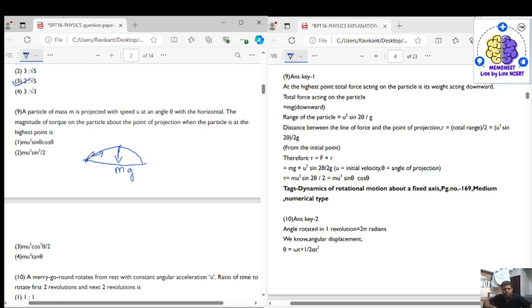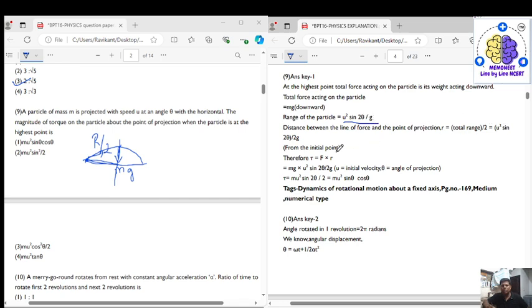And this is the point about which they are asking the torque. So if this is the line of action, then the perpendicular distance is this, and this is basically the range of the projectile by 2. The range of the projectile is given by the formula u square sine 2 theta upon g. So the distance between the line of action and the fixed point is R by 2, which will give you u square sine 2 theta upon 2g.